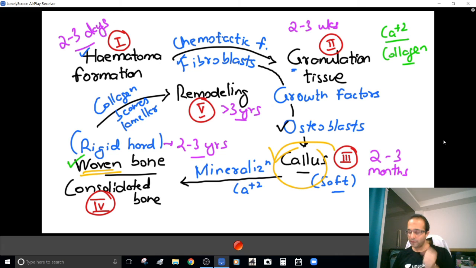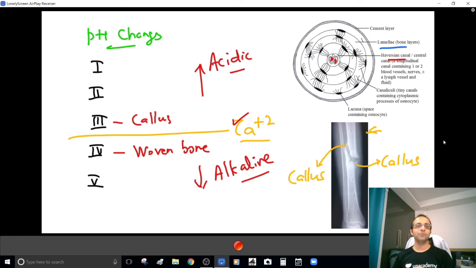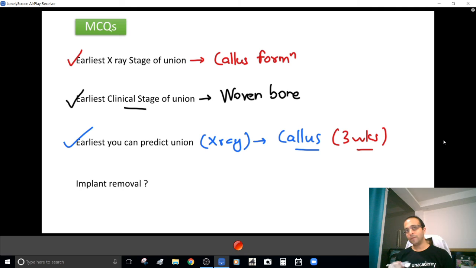But the first sign of callus you will find around 3 weeks, when the granulation tissue will start becoming callus. So that is what I'm trying to tell you: when the granulation tissue starts becoming callus, you start finding callus, and that earliest time would be 3 weeks. If the examiner asks you, when can you see provisional callus? When can you see first sign of callus? Callus would earliest be visible by 3 weeks.